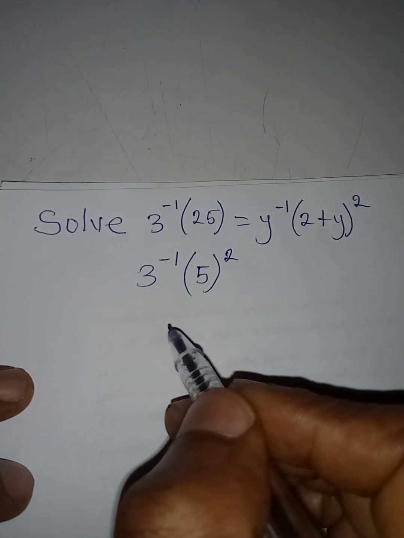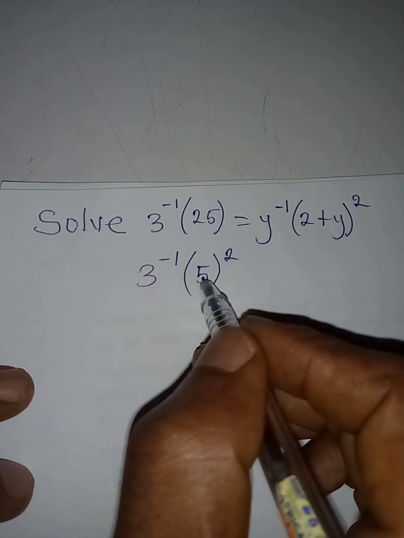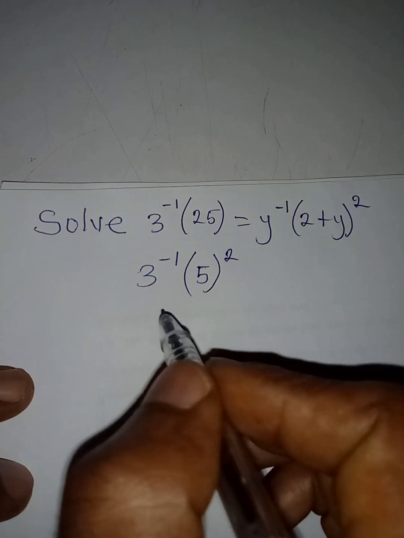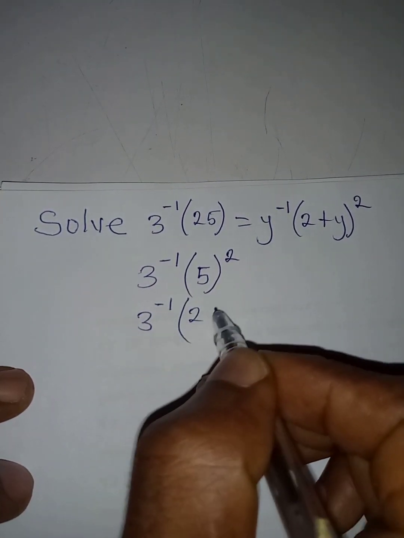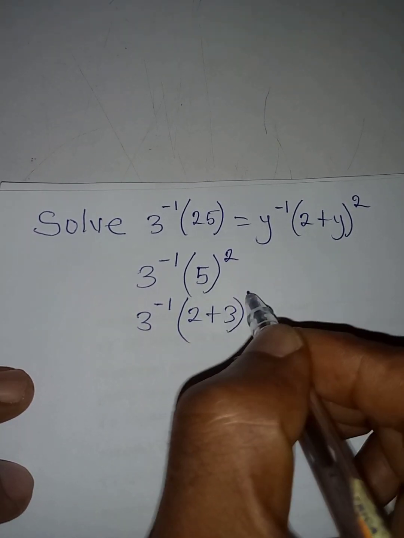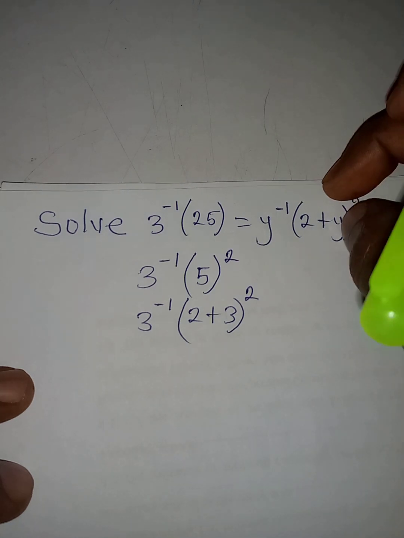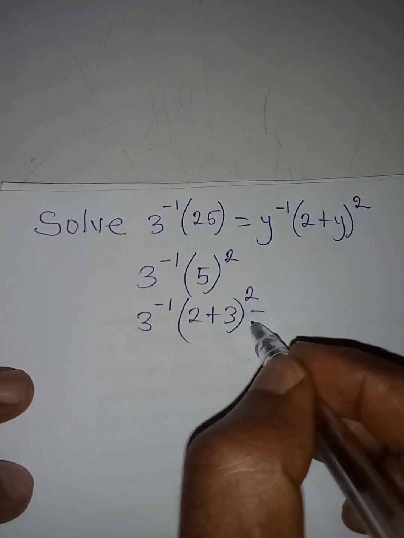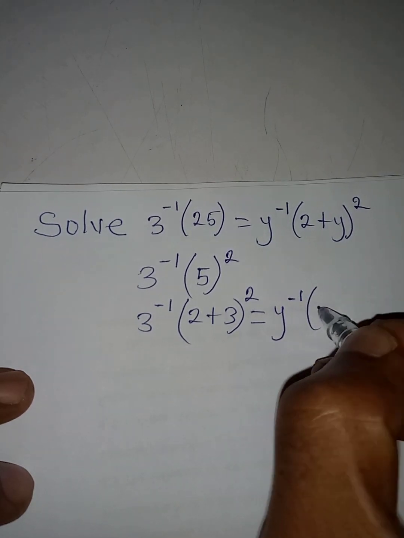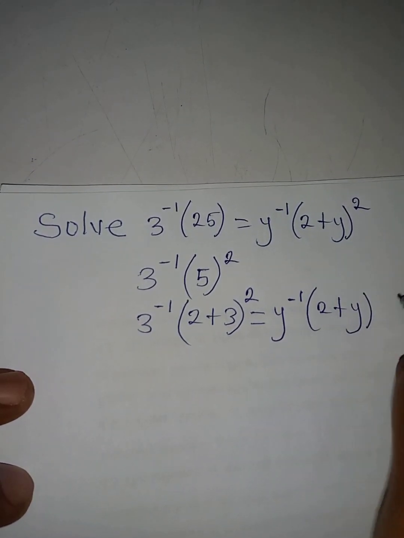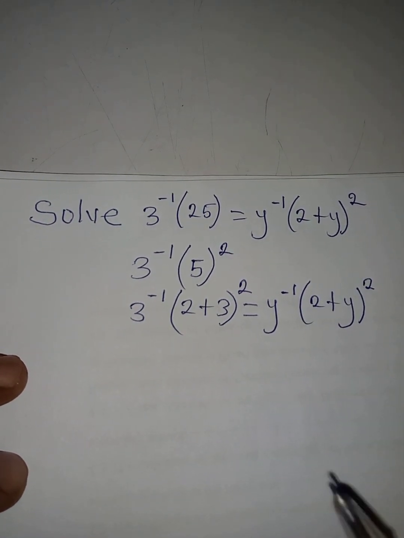Okay, let's take another step. Here we have 2 in a bracket, and then this 5 can be written as 2 plus 3. So I'll have 3 to the power negative 1 into bracket 2 plus 3, raised to the power of 2. Now, this is for the left-hand side. Let's compare it to the right-hand side. We have y to the power negative 1 into bracket 2 plus y raised to the power of 2.